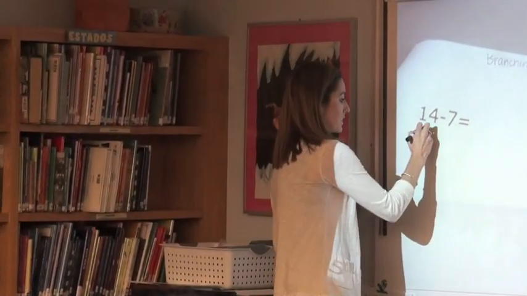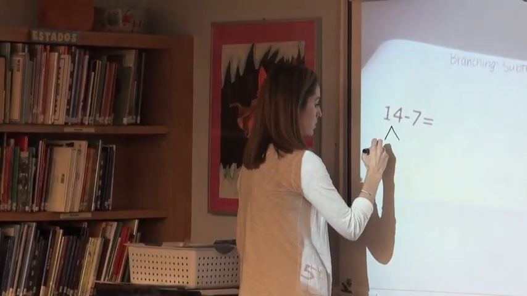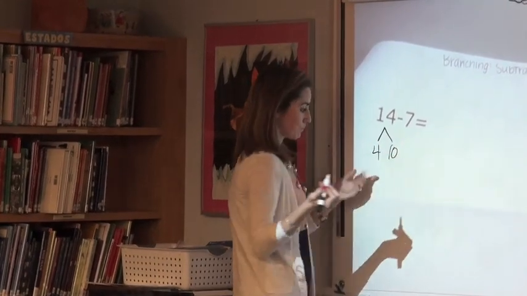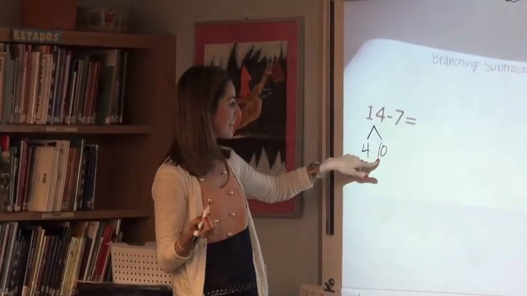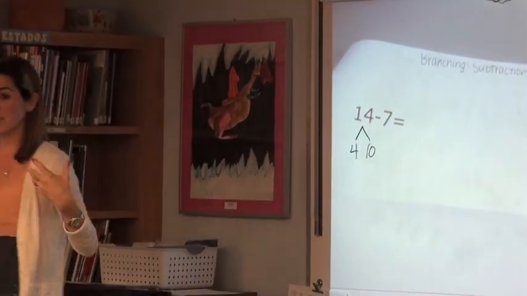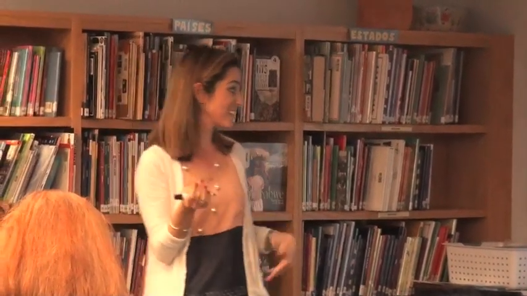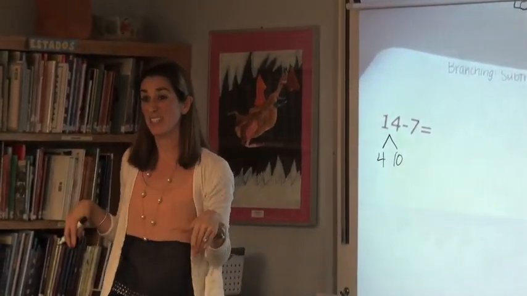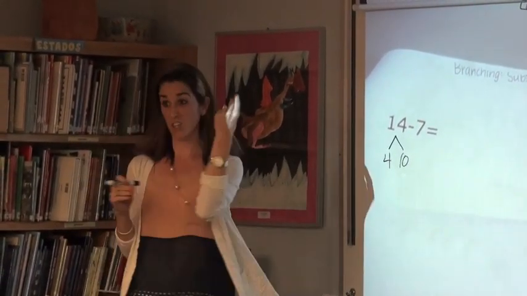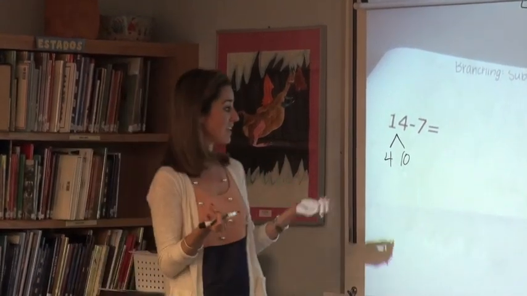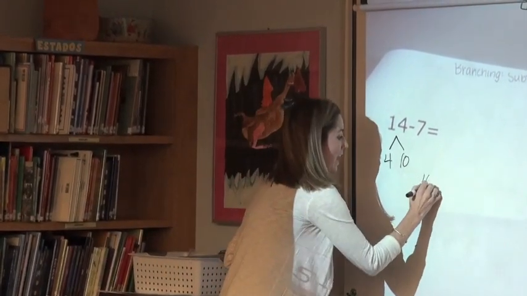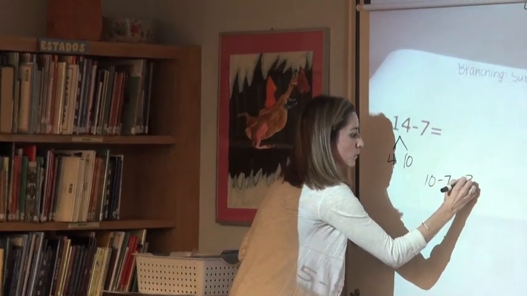I'm going to branch the 14 into 10 and 4. Okay, and I put my 10 close to the 7 because remember I have my pockets. I have 10 and 4. 10 in one pocket, 4 in the other. I need to take 7 away. I can't take 7 from my 4. I don't have enough, so I need to go to the one that has 10. I should know that really quickly. 10 minus 7 is 3. So I'm going to write that out. 10 minus 7 equals 3.